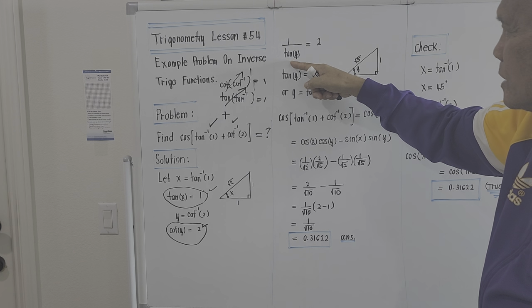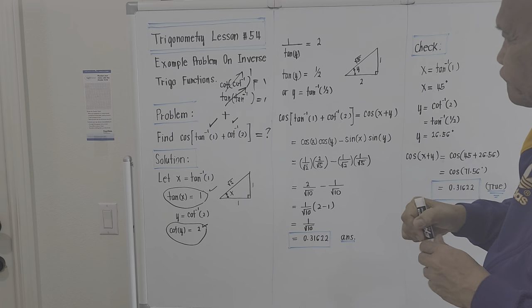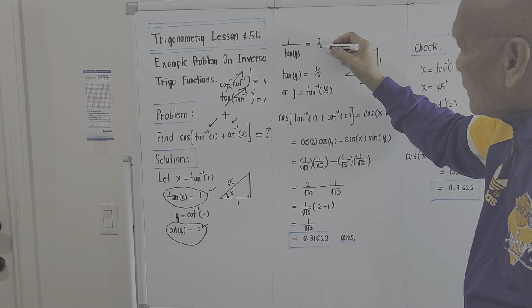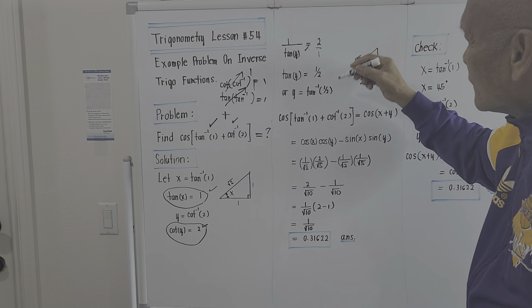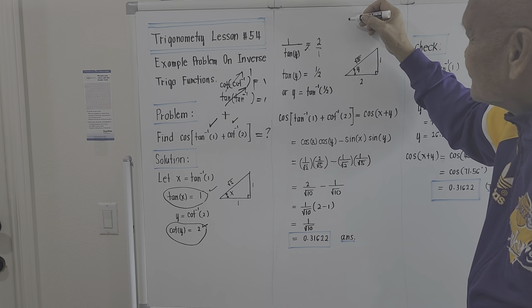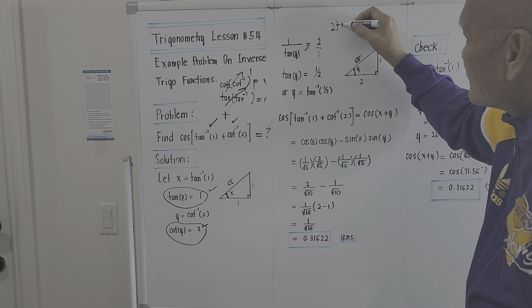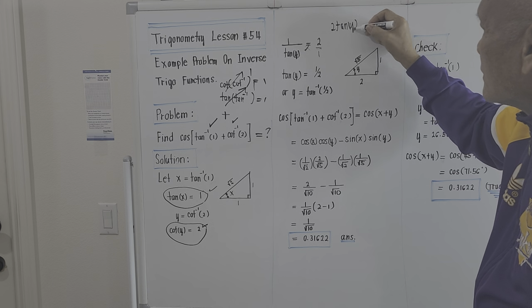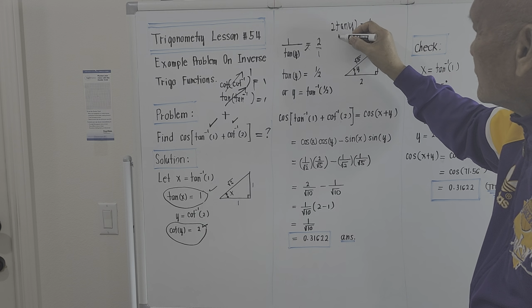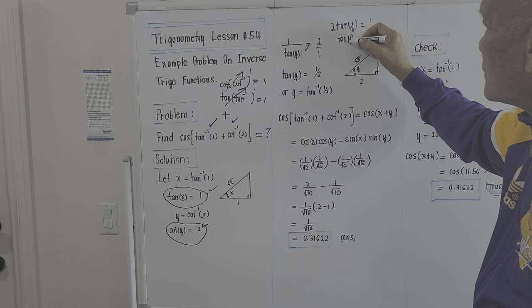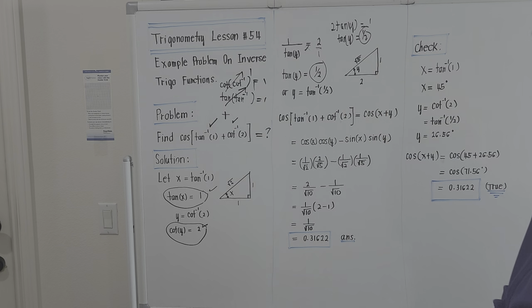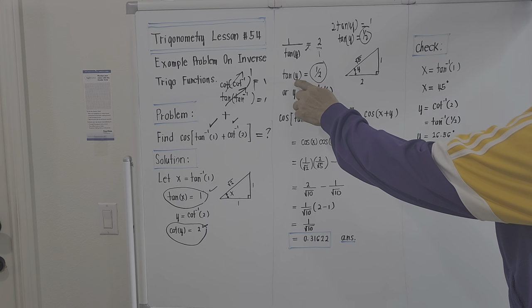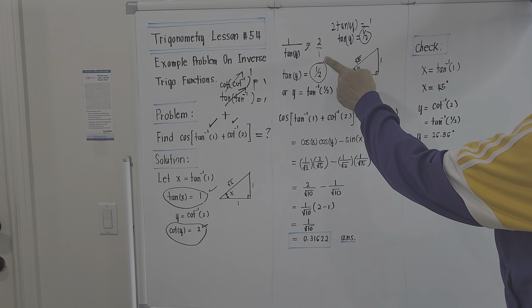Solving for tangent of y, tangent of y will be 1/2. This is just 1/2 over 1. We cross multiply, so 2 tangent of y will be equal to 1. Therefore, tangent of y will be equal to 1/2. Meaning, we are given an angle y in which the tangent value is actually 1/2.